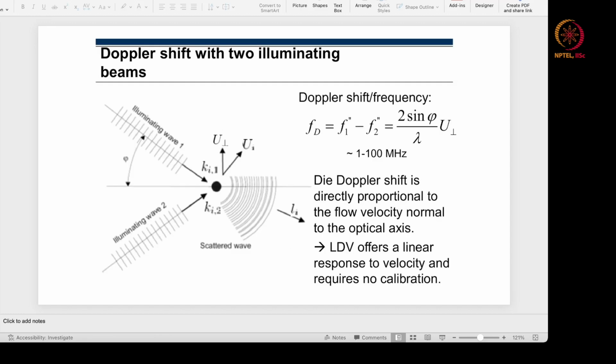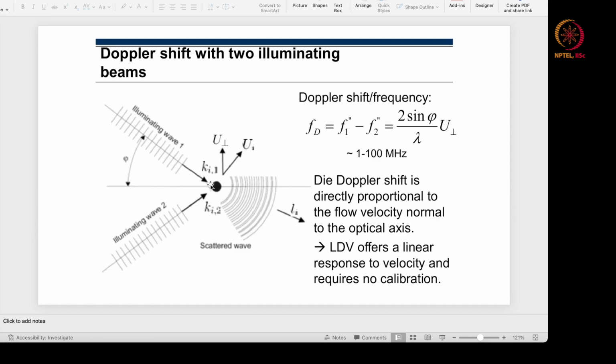So that is what it is. How do you do this? You have a Doppler shift with two illuminating beams. Say there is a beam illuminating, wave 1, which is coming from one laser, and this is the wave coming from another laser. It can be from the same laser also, but they have the same phase essentially. There is a half angle, which is phi, theta, whatever you call it. We have used different nomenclatures. This time it is phi. This is half the angle.